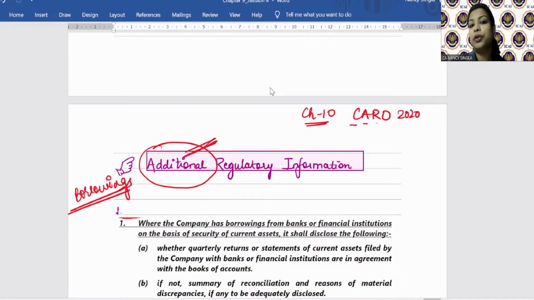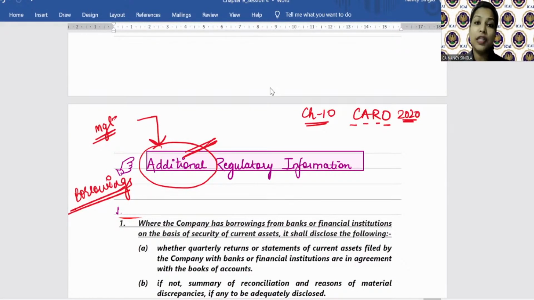Companies (Auditor's Report) Order 2020 in detail. There you will see that in chapter number 9, it is the responsibility of the management to give this additional regulatory information. That is, it is the responsibility of the company to give the additional regulatory information. In chapter number 2, when we will be doing CARO 2020, you will see that CARO 2020 places certain responsibilities on the auditor to check all this additional regulatory information.